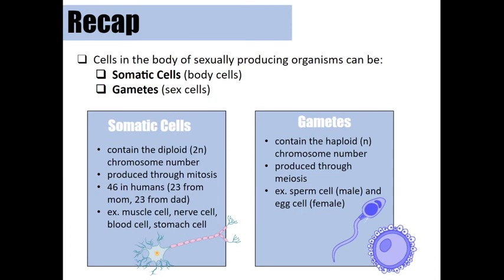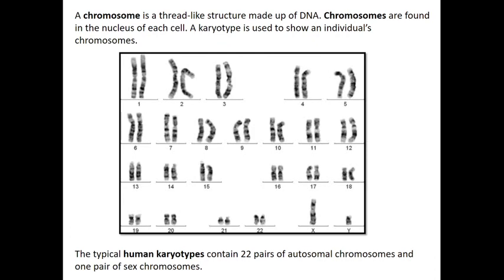While gametes contain the haploid chromosome number, and they are produced through meiosis. So examples of this are going to be the sperm cells that are found in men and the egg cell that is found in women. Now, a chromosome is a thread-like structure made up of DNA. Chromosomes are found in the nucleus of each cell. A karyotype is used to show an individual's chromosomes.